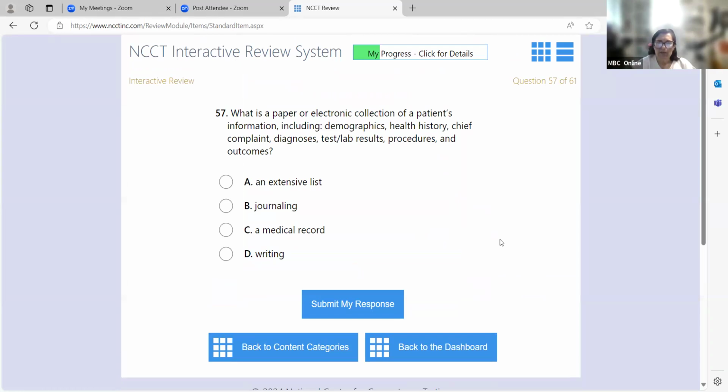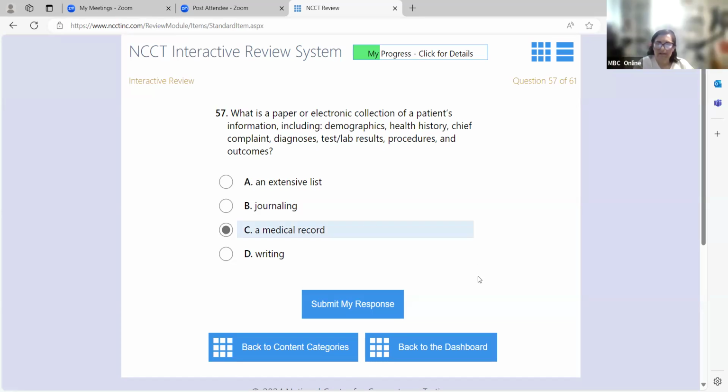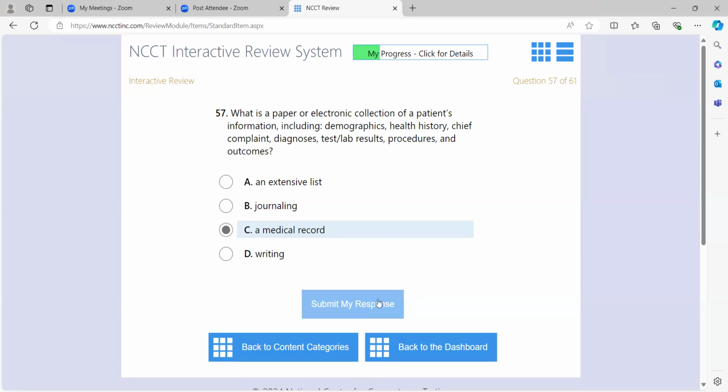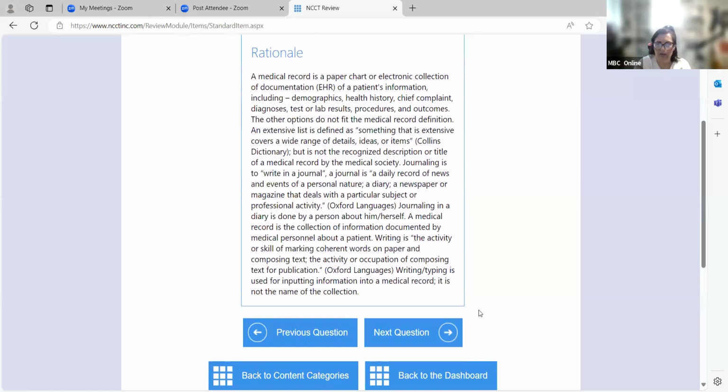Next one, what is a paper or electronic collection of a patient's information, including demographics, health history, chief complaint, diagnoses, test lab results, procedures, and outcomes? Is it an extensive list, journaling, a medical record, or writing? C. Any other guesses? C. That's it, the medical record. That's what it's called. When you have pretty much everything about the patient, it is called their medical record.